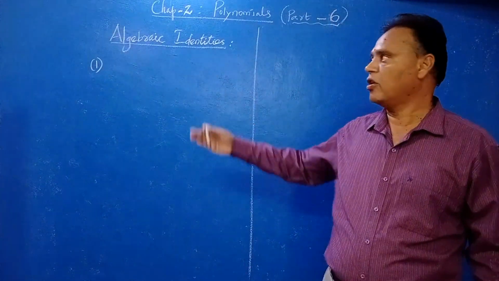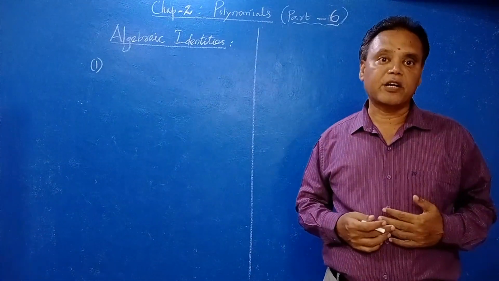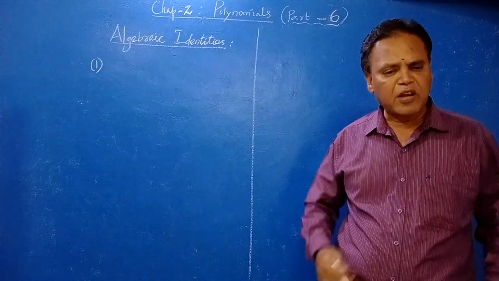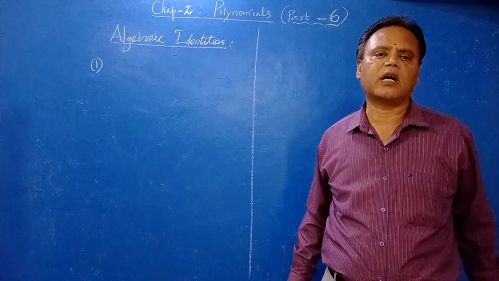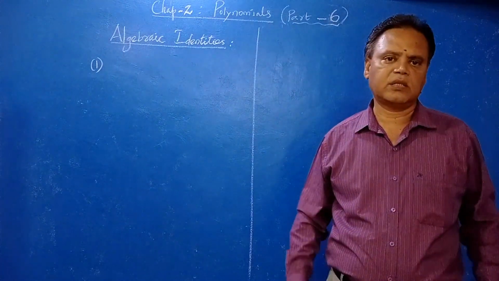I will just recall them for you. Clear? Then some more algebraic identities we are also going to see. You listen very carefully. First, I will write all the algebraic identities. You have to practice. Clear?